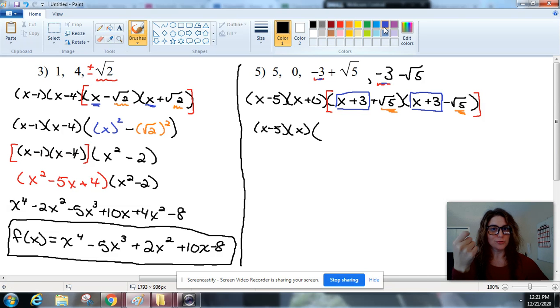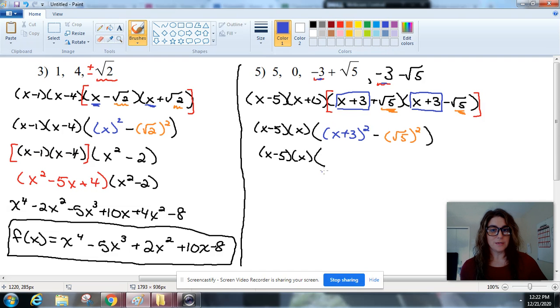Then I'm going to group my like terms. So x plus 3 and x plus 3 becomes x plus 3 squared. Remember, we're multiplying them. If I multiply something times itself, it's a square. Then plus and minus make it a negative. And then I got my radical. Radical 5 times itself is a radical 5 squared.